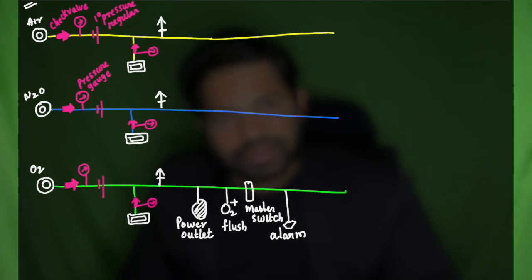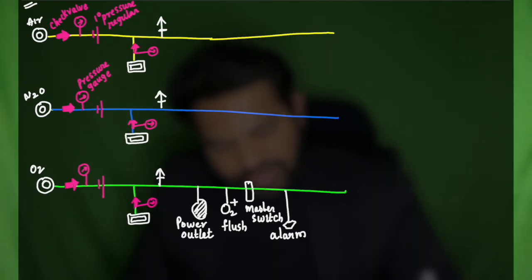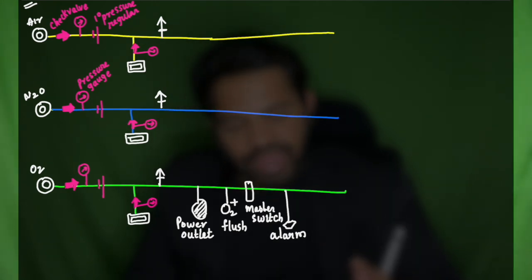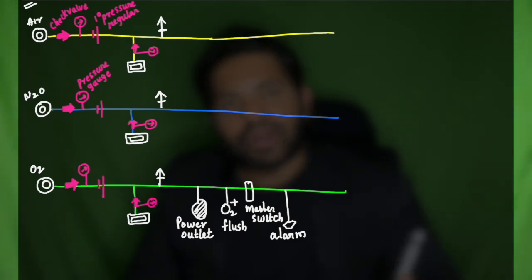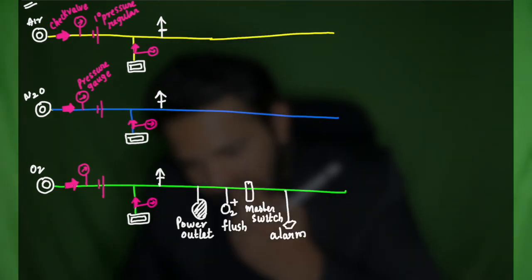Okay. So in the oxygen there is a power outlet, there is oxygen flush, there is a master switch and an oxygen failure alarm. All these are interconnected. Alright.